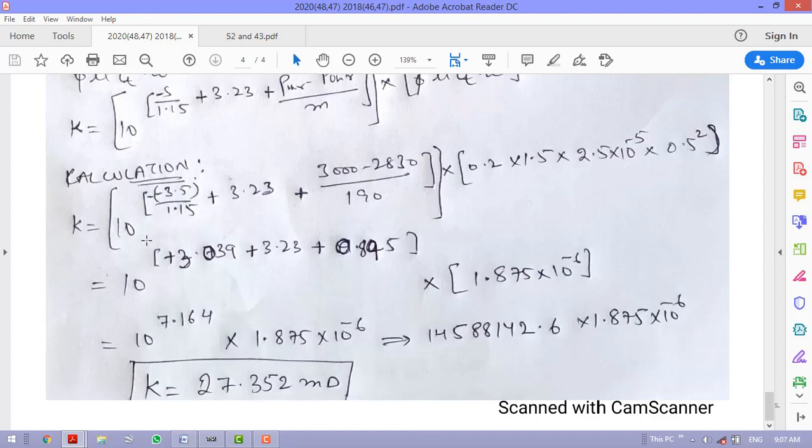So that's the end of this question. I hope you understood why we take the skin factor as negative, and how we have calculated the permeability.